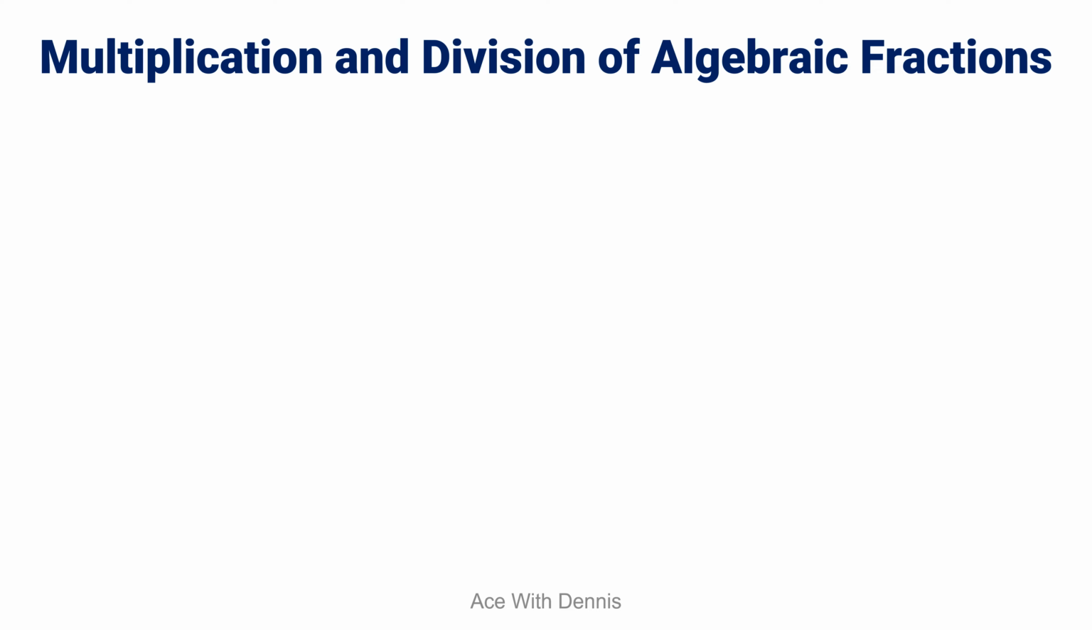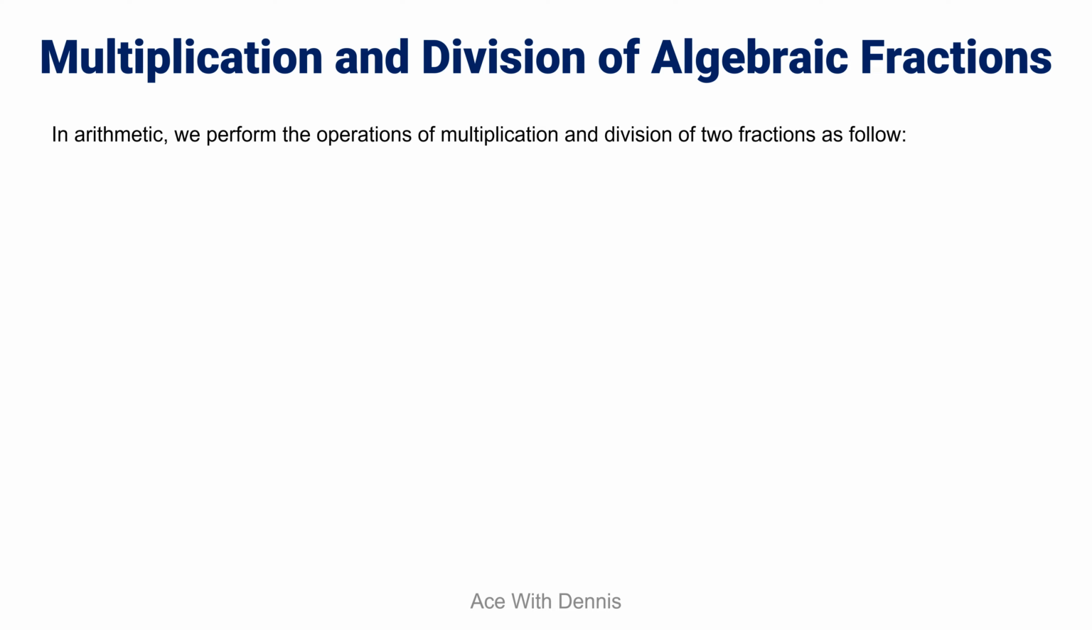Now let's discuss multiplication and division of algebraic fractions. In arithmetic, we perform the operations of multiplication and division of two fractions as follows. The first example, A, is a multiplication example: 2 over 3 times 5 over 7. What we have to do is multiply the numerator with the numerator and the denominator with the denominator. So for this case, 2 times 5 over 3 times 7, and the answer is 10 over 21.